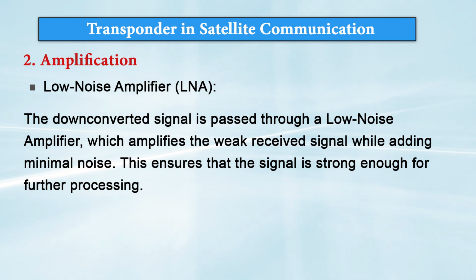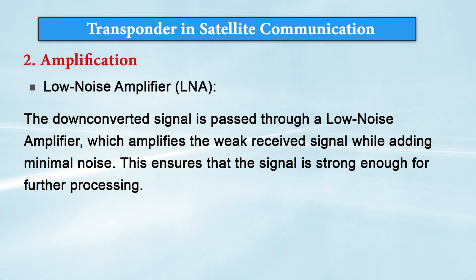Then amplification. In satellite technology, as the signal has to travel a very long distance, the signal becomes weak. So, in satellite technology we have to work under weak signal conditions. That is why the conventional amplifier is not suitable in satellite technology. We have to use a low noise amplifier, abbreviated as LNA. The down converted signal is passed through the LNA, which amplifies the weak received signal while adding minimal noise. This ensures that the signal is strong enough for further processing.